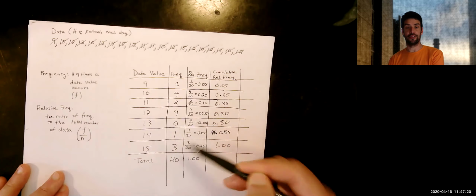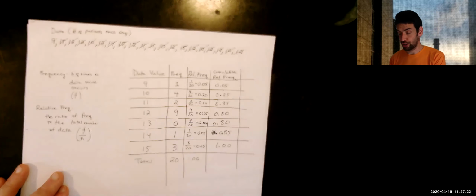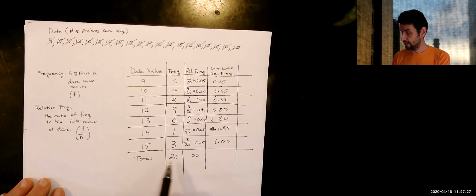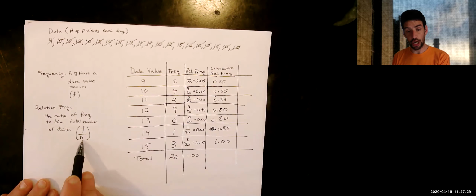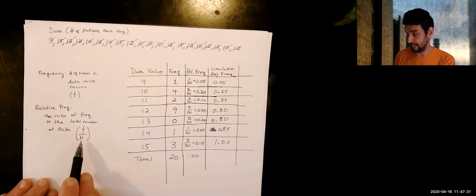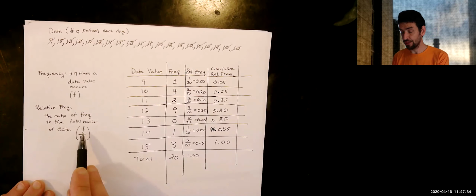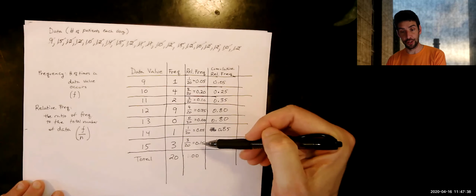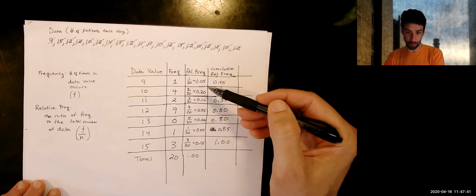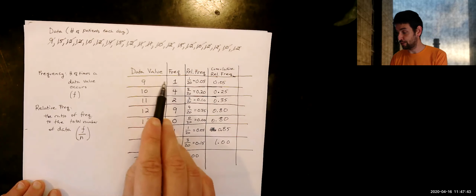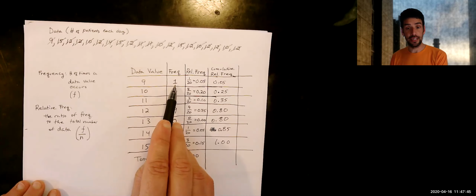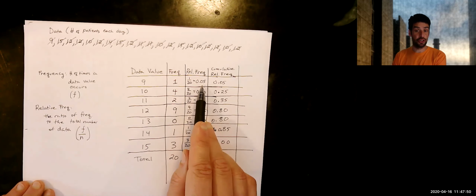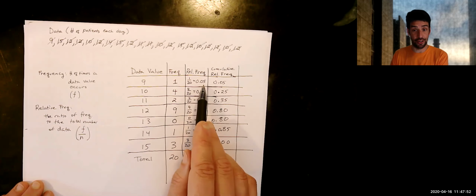So the frequency tells us how many times the data values show up. Then this total is n. We often use n to represent the total number of pieces of data. And if we take the frequency divided by the total, we get what we call the relative frequency, right? In other words, what proportion of the data was each value. So the value 9 showing up once meant that a proportion of 0.05 of the data was the value 9.